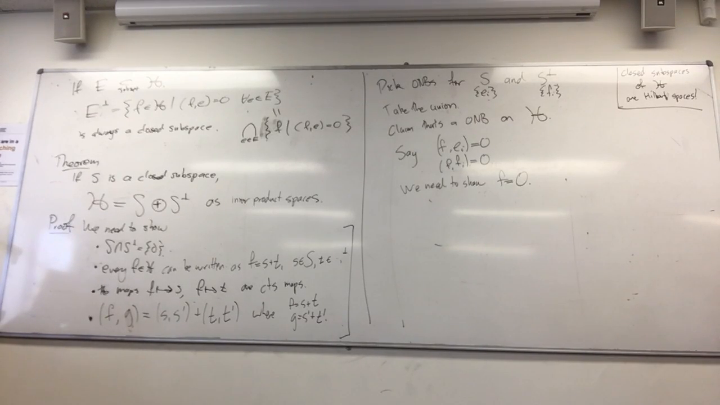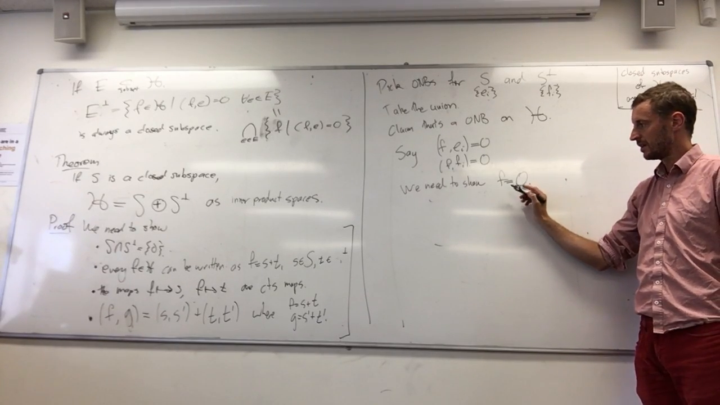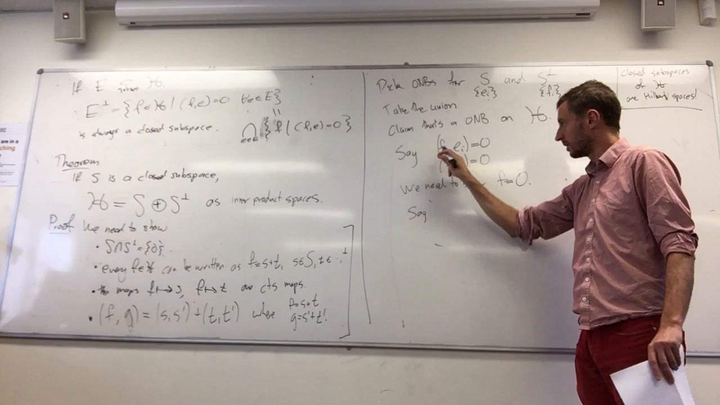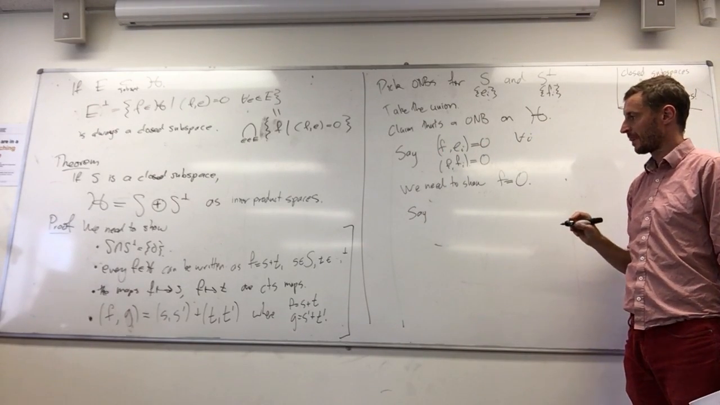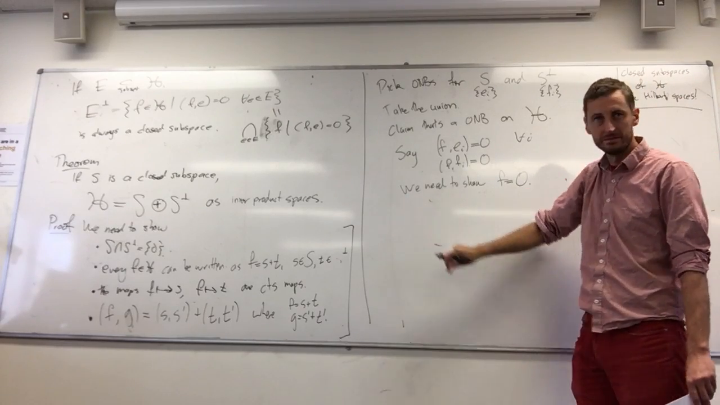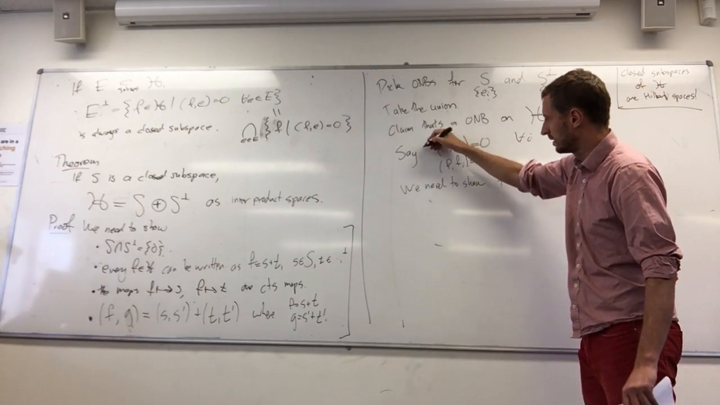Okay. So why is that true? So we've got the inner product of f and e_i is zero, for all the e_i, then that means that f is going to be in S perp. Exactly. And that means that the inner product of f and f is zero, and you've got the result.